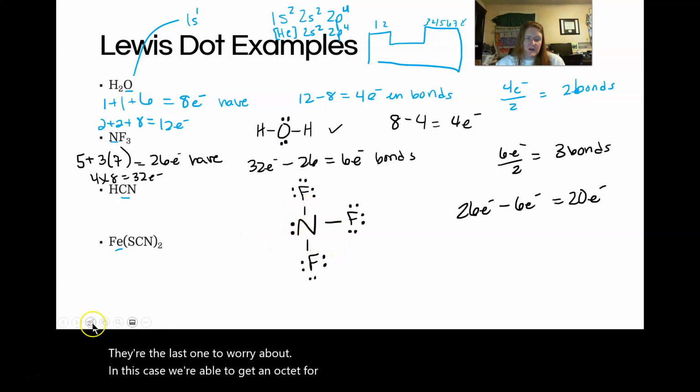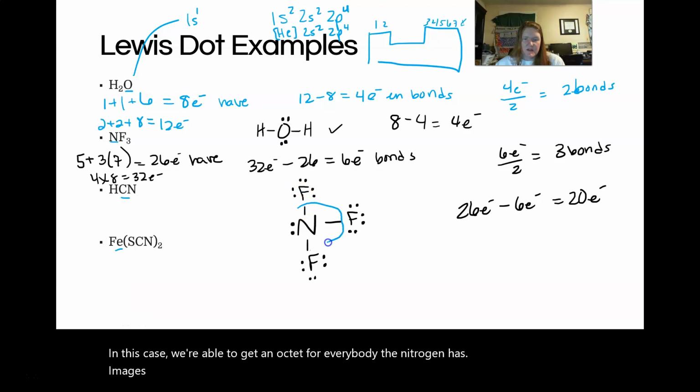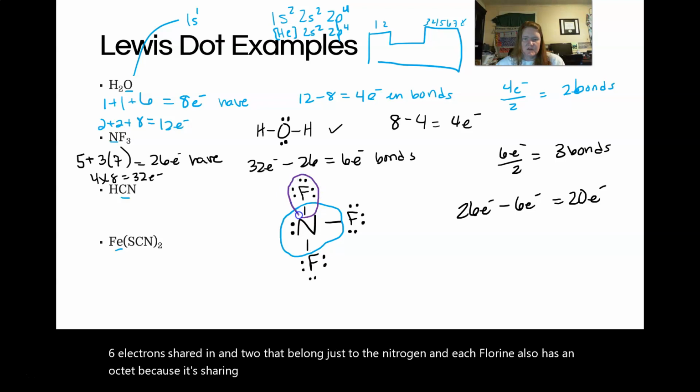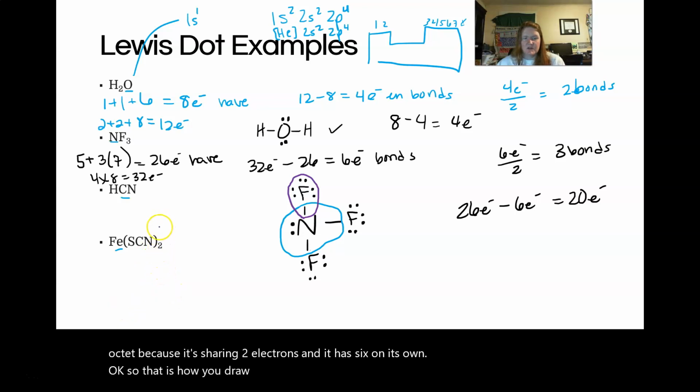The nitrogen has, let me do this in blue, the nitrogen has an octet with 6 electrons shared in bonds and 2 that belong just to the nitrogen. And each fluorine also has an octet because it's sharing 2 electrons and it has 6 on its own. Okay, so that is how you draw these Lewis dot structures.